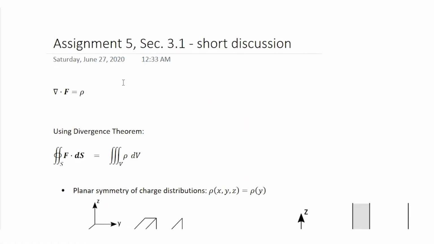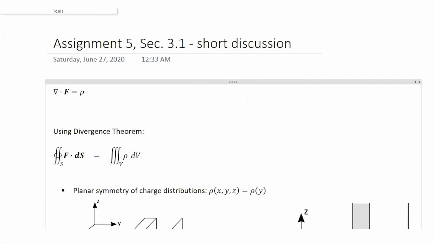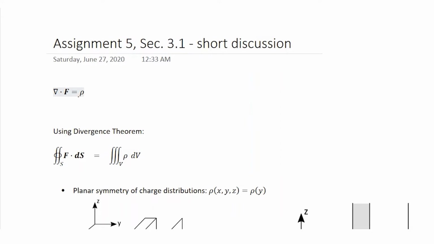So in the reading assignment and in lectures, you've seen problems where you have some charge density rho, which produces some irrotational field F. So this F is the irrotational field produced by this charge density.